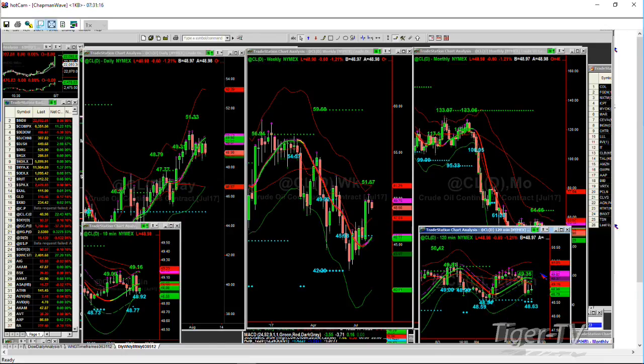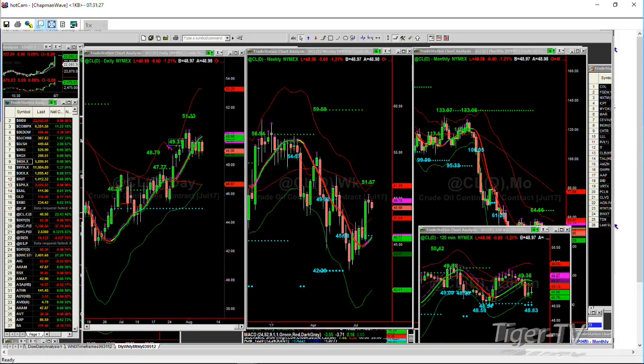The upside is 49.35 in the 120-minute chart. What's really important is that 51.33 is an upside resistance area, and the 49.31 area is going to be quite strong resistance. And in the weekly chart, it goes all the way to 51.67. These are prices, not time.